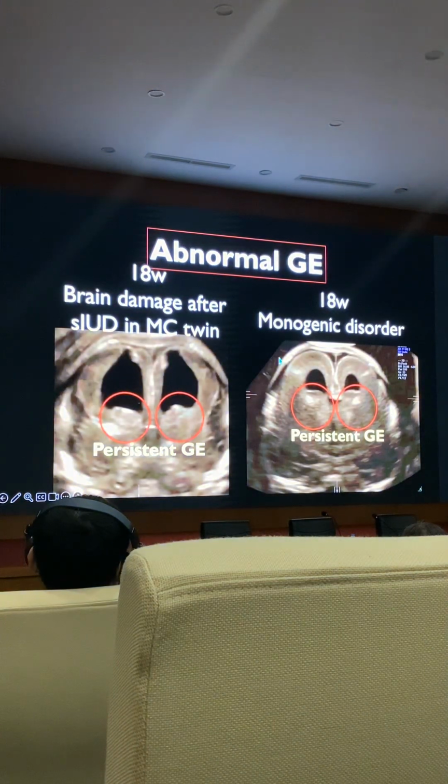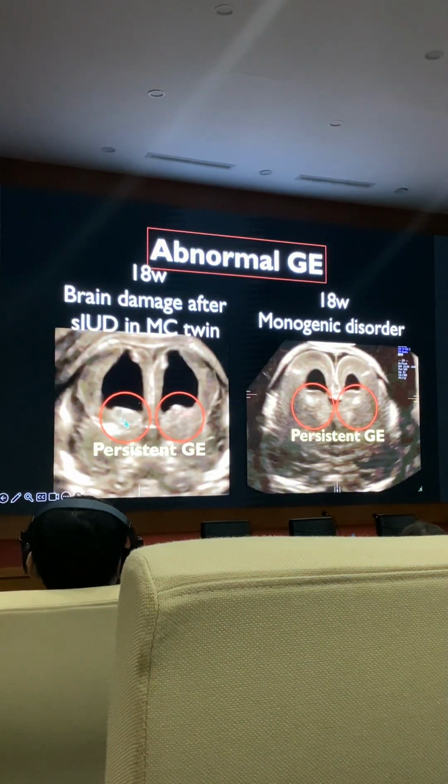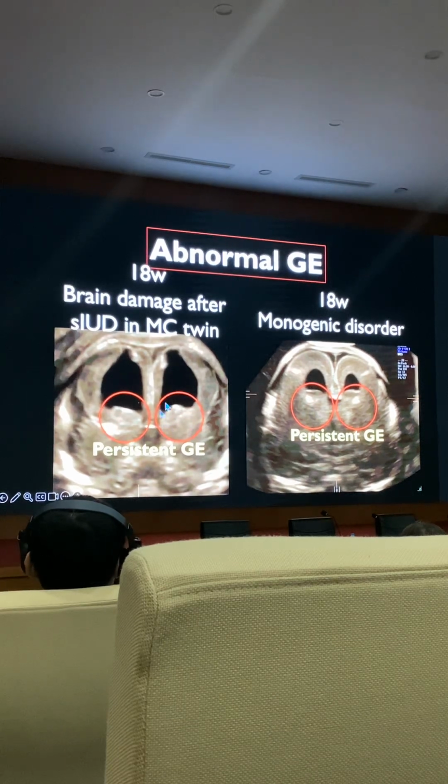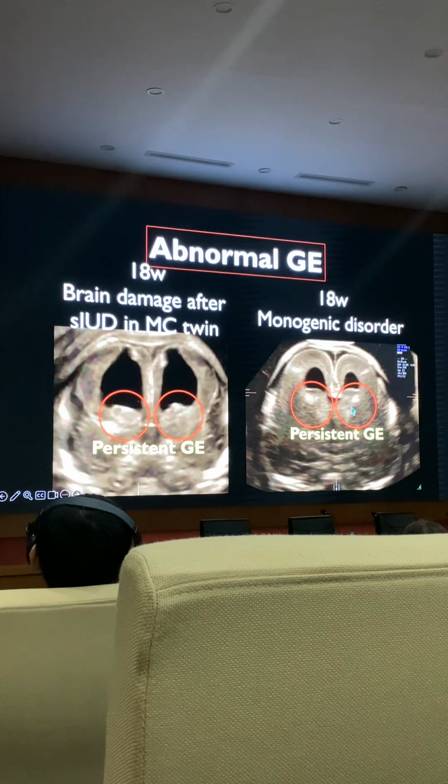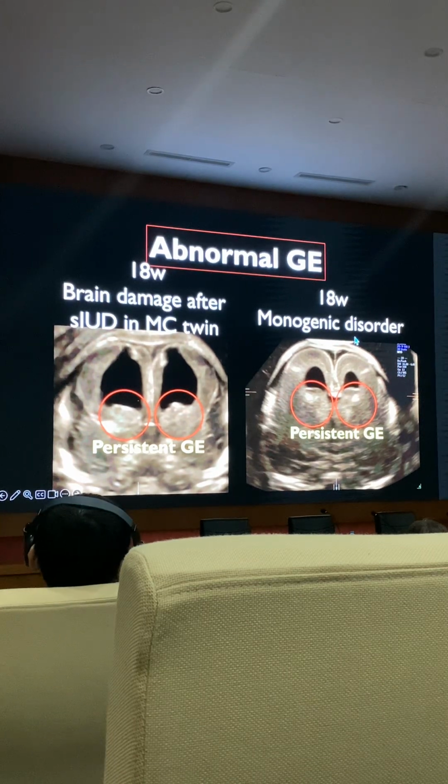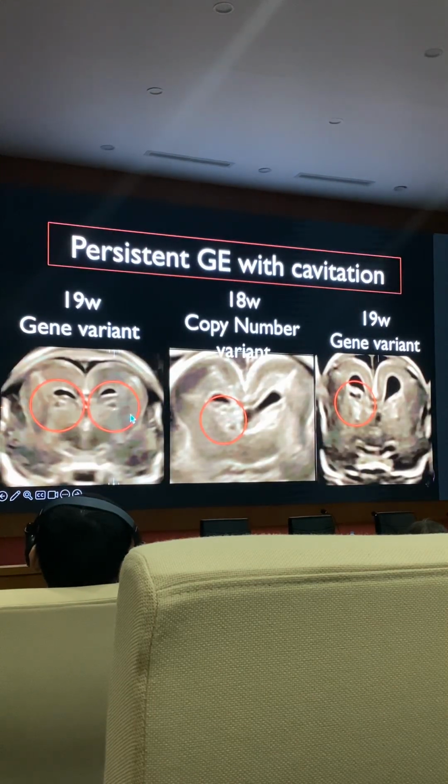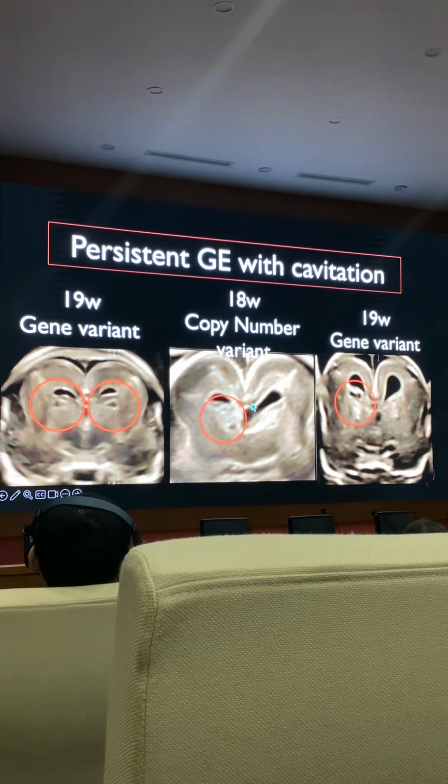Here you can see a very abnormal, persistent ganglionic eminence, and this is also the ganglionic eminence in another case. This is a monogenic disorder, and this case, I showed you, is the "oh my god" case of my life. And this is the other case, a copy number variant.